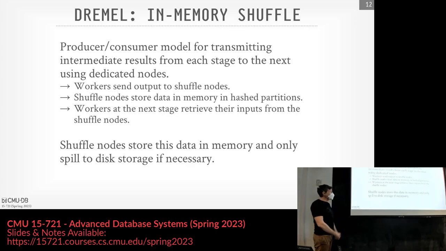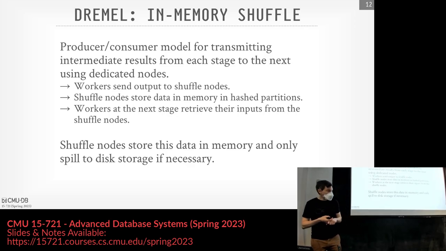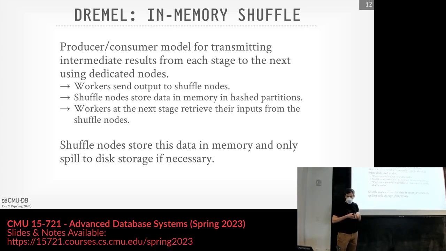The shuffle is basically a producer-consumer model where it waits for the workers at one stage to send out the results from their processing onto the next stage. So the workers do some execution, produce output, and send it to the shuffle nodes. The shuffle nodes sort this into in-memory hash partitions, where the hash is whatever the group by key is in your query plan. Then when the next stage gets fired up, those workers retrieve the data from the shuffle service and not from the individual workers.